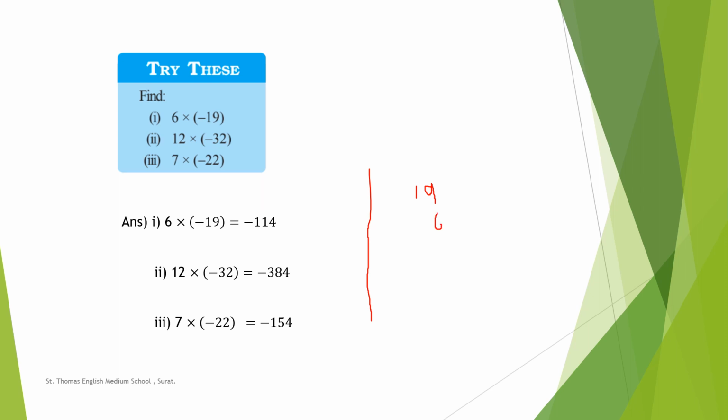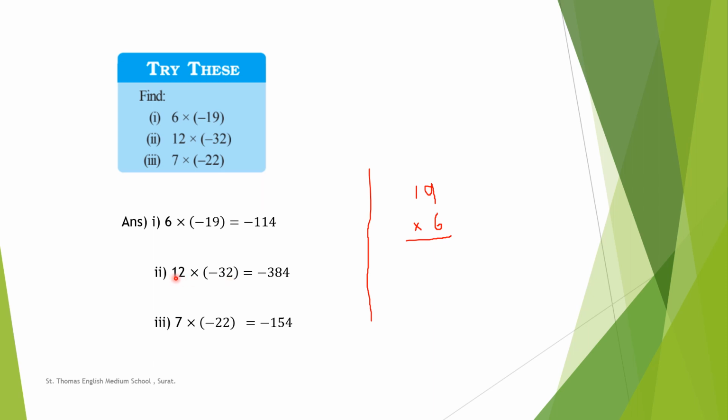First you multiply and check whether the answer is correct or not. Don't copy the answer from here. Multiply and write the answer, all the three. Okay, so the answer is minus 114. Second one, 12 multiplied by minus 32.